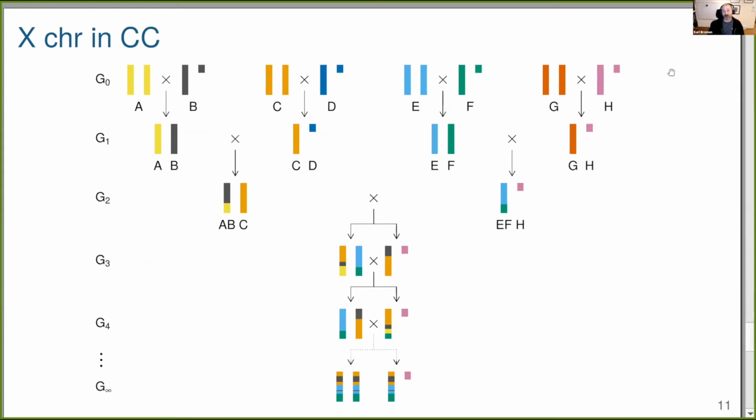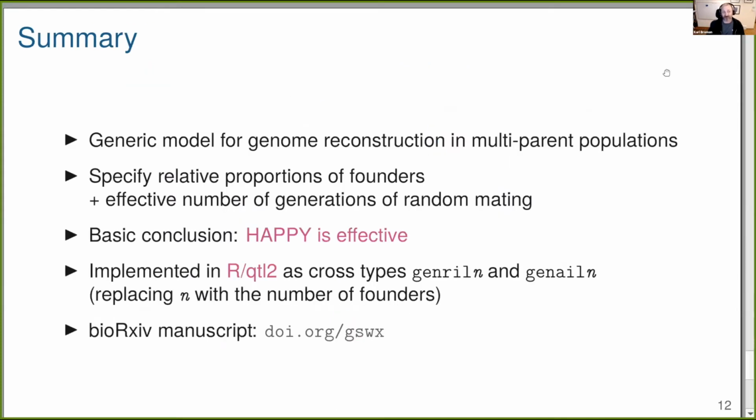But so I'm proposing this generic model for genome reconstruction in multi-parent populations. You have to specify the relative proportion of founders and this effective number of generations of random mating. The basic conclusion here is that Richard Mott's HAPPY software is effective, and we could have really just used it generally. The only difference here is I'm allowing that founders are not in equal proportions, which has some use in plants. There's a paper on bioRxiv.